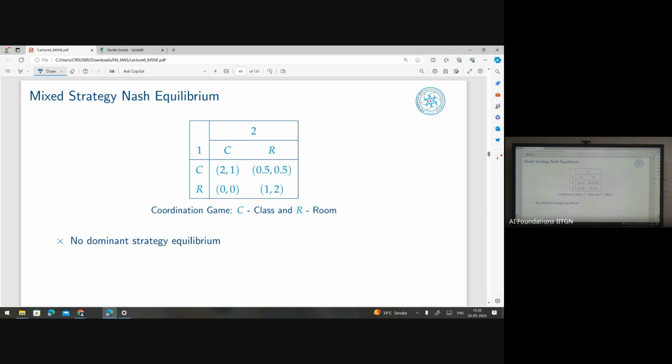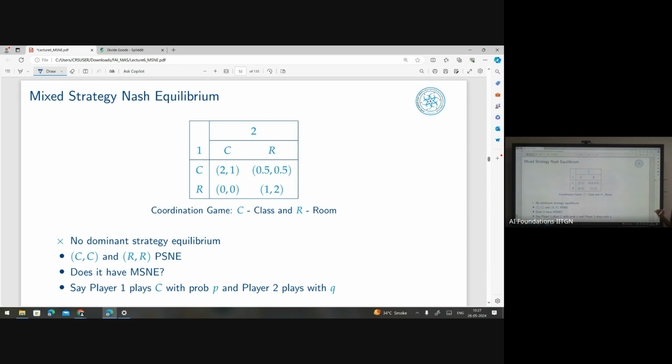So let's look at this game, the coordination game. We don't have a dominant strategy equilibrium, and we have two pure strategy Nash equilibria, which is to play either CC or RR. Now, does this game have a mixed strategy Nash equilibrium? That's what we are trying to see. So the idea is, if player 1 plays C deterministically, player 2 is definitely going to play C. If one of them plays R, the other one is going to play R. There's no incentive for them to deviate unilaterally. But now the question is, if I don't play any of these strategies deterministically, and I randomize, what would the other player do?